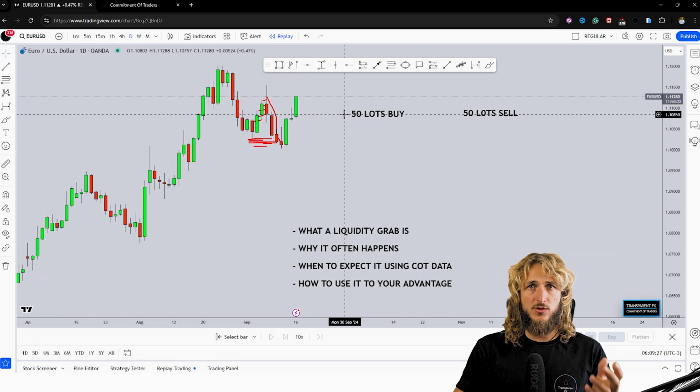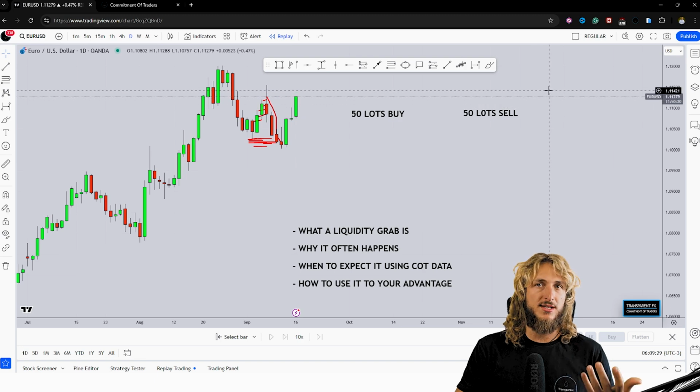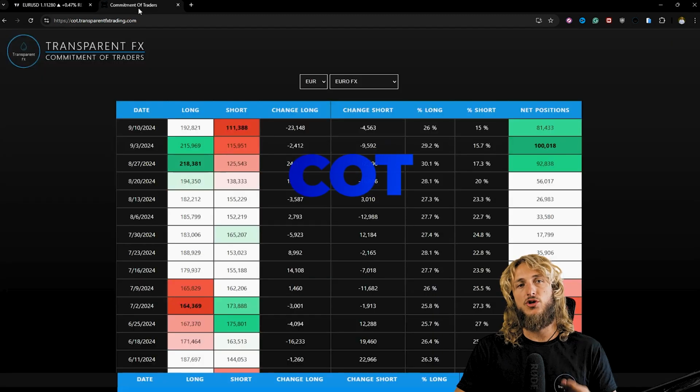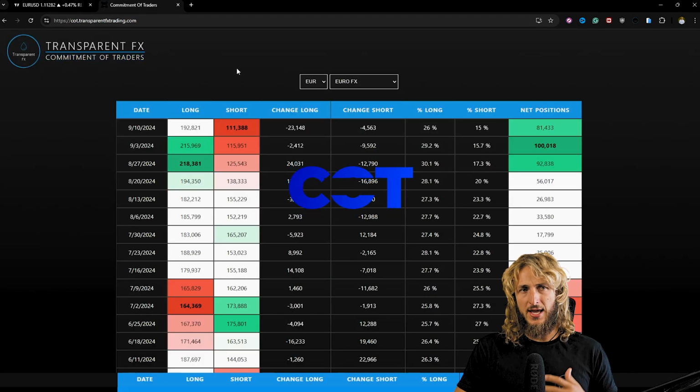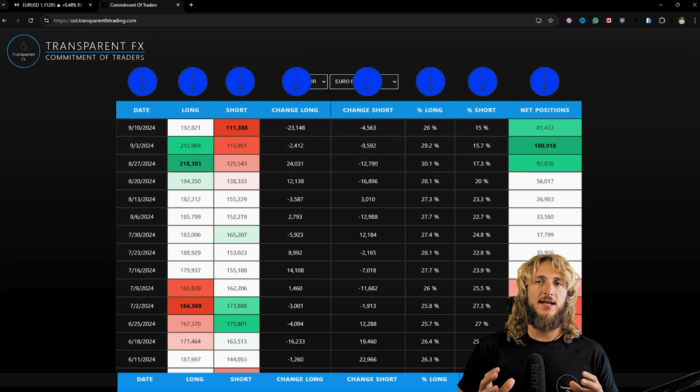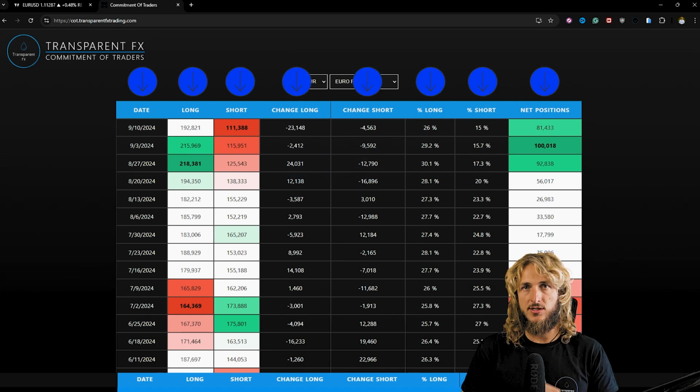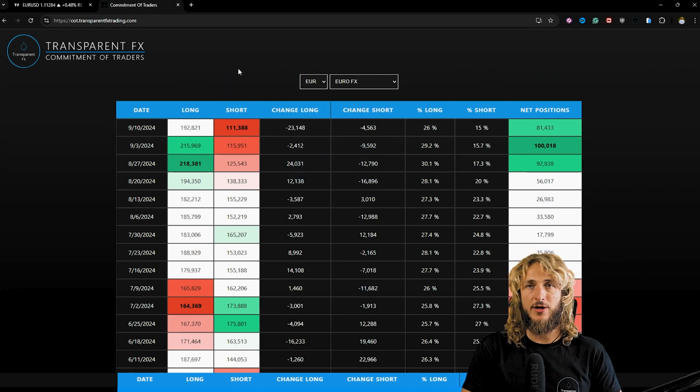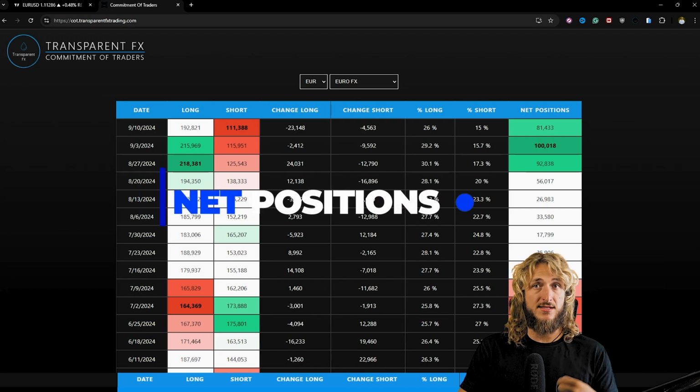Now, an easy way to potentially expect a liquidity grab is using the commitment of traders. This is the data from the non-commercials in the market, so essentially institutions that are in the market just for profit. And if you look at the data for Euro USD, what you can see is that, for example, lately net positions have massively increased.